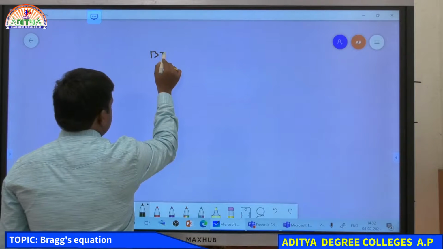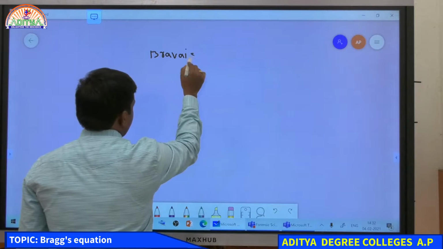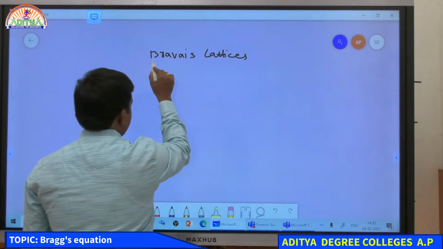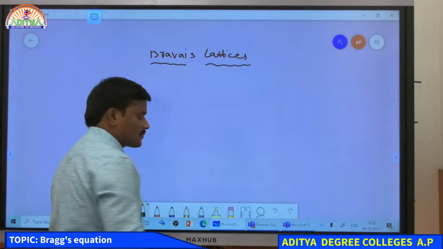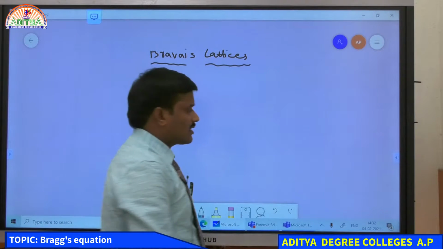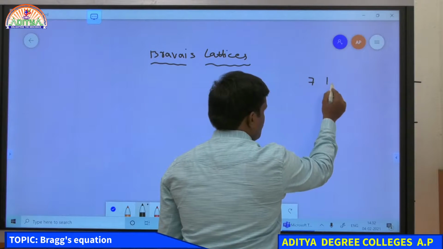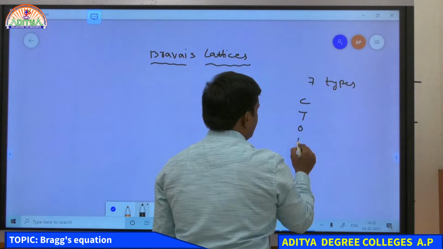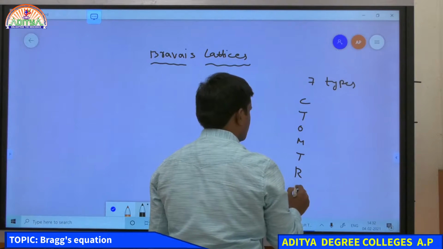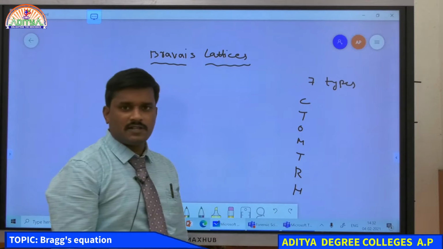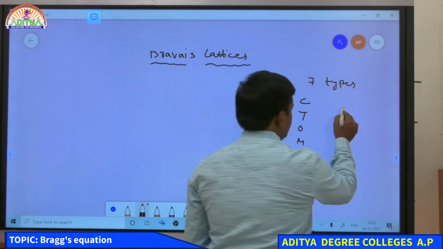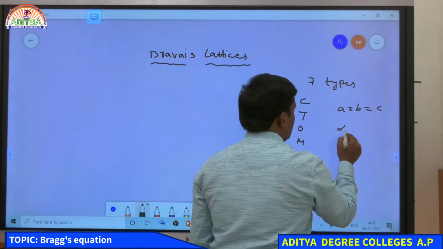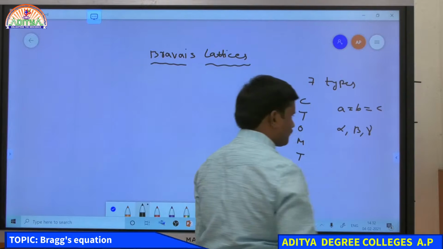In the morning class we discussed Bravais lattices. The crystals are classified into 7 types based on physical parameters. These are given by CTO MTRH. These are the 7 types of crystals based on parameters, that is the lengths of the faces A, B, C as well as the alpha, beta, gamma values.